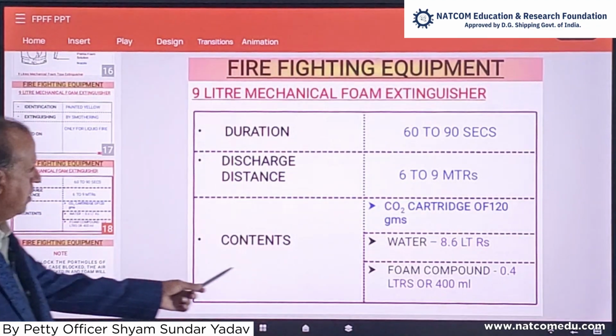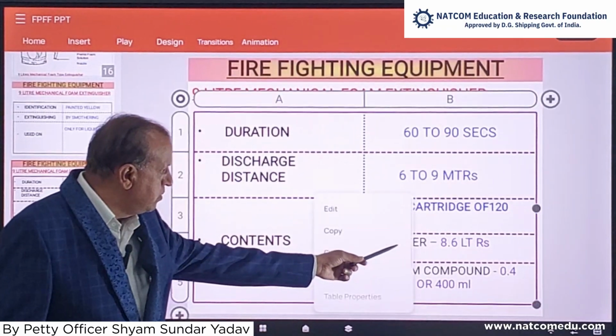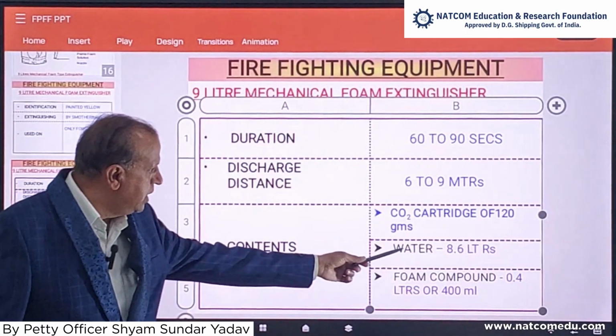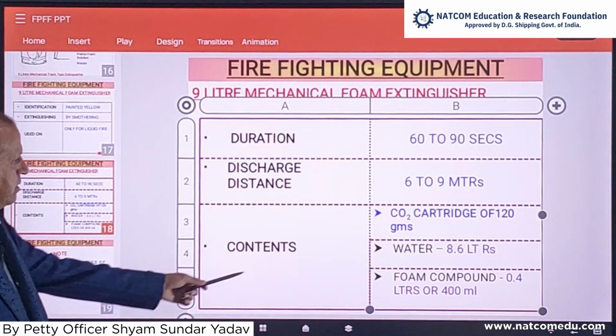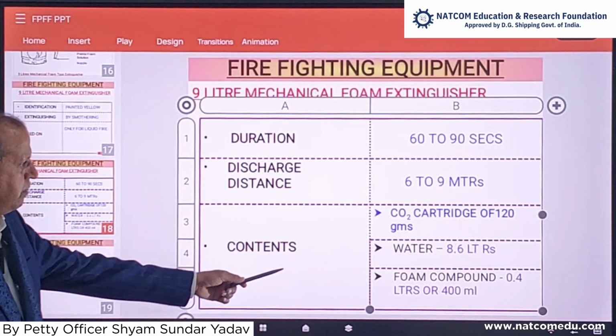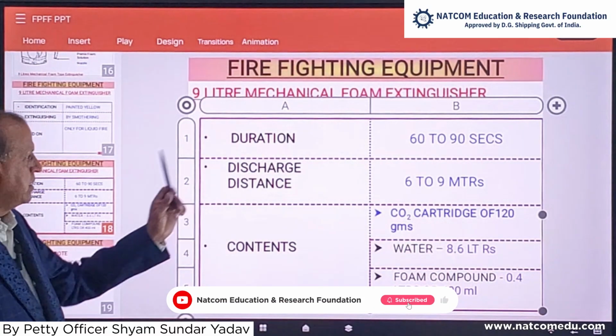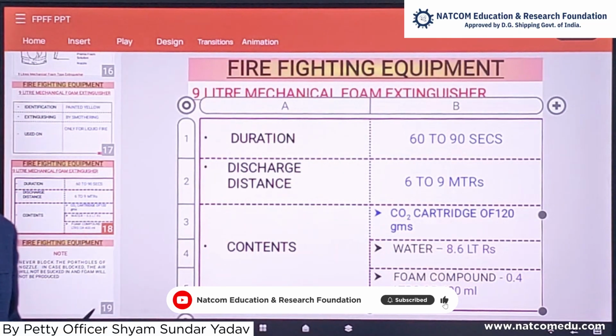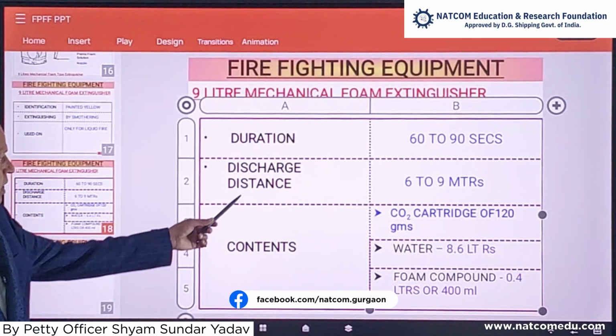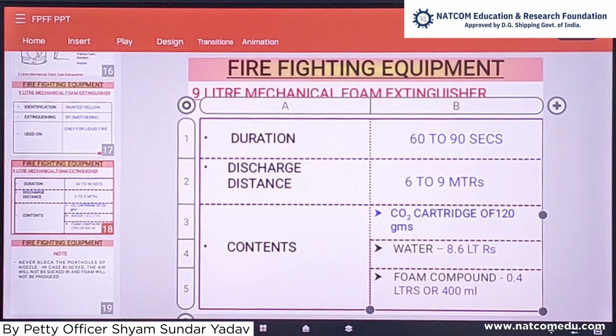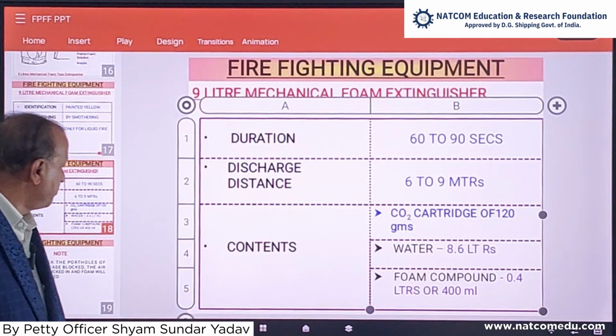So the ratio is written over here, you can see: 8.3 liters water and 400 grams foam compound, but duration will remain the same. So you have to take some action fast. And distance 6 to 9 meters.